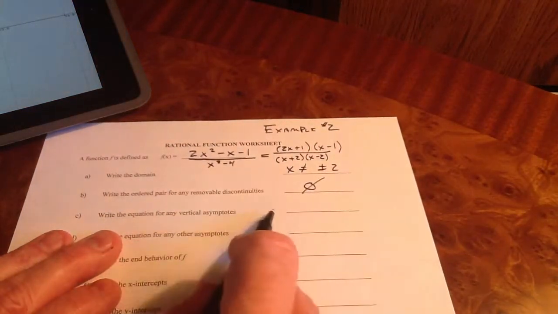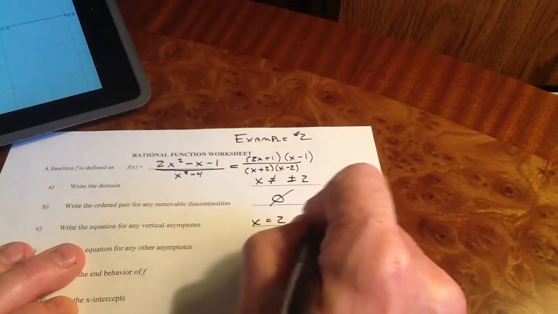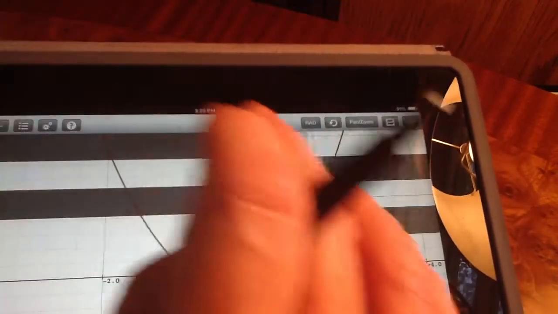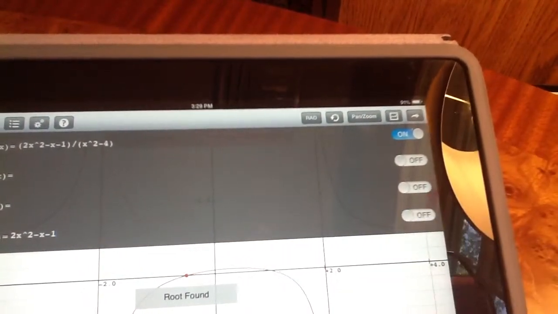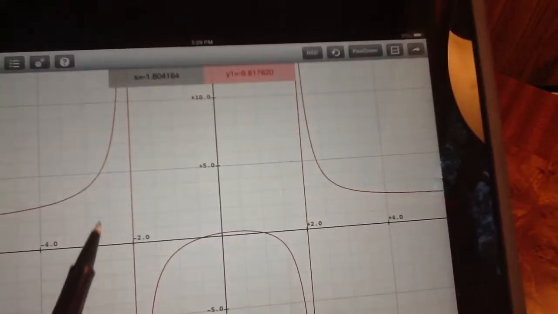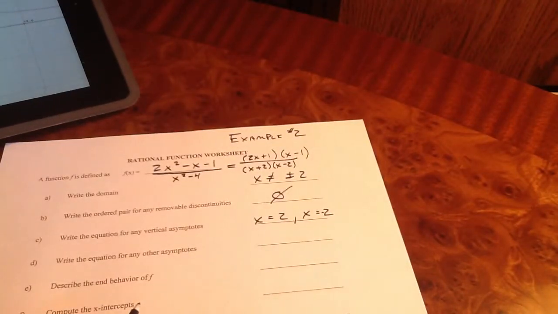Write the equation for any vertical asymptotes. Well, that would be x equals 2 and x equals negative 2. I can verify that quickly with my graph. There we go. X equals 2 and negative 2. Looks good.